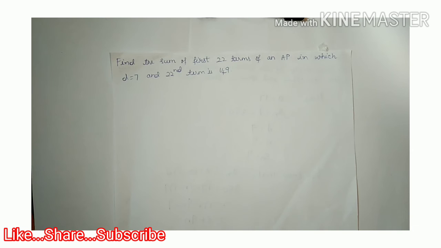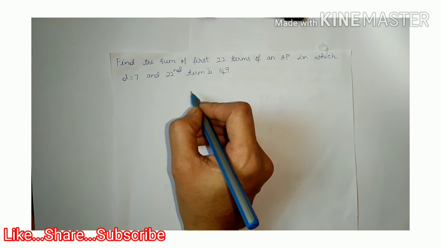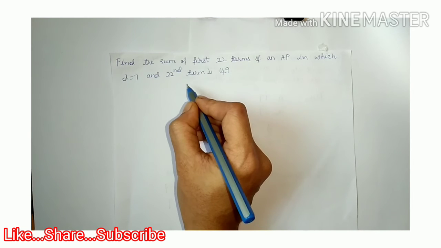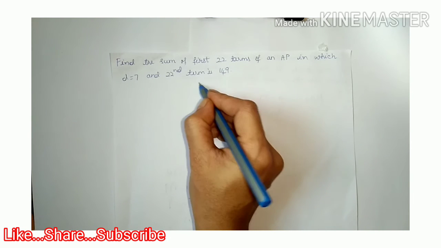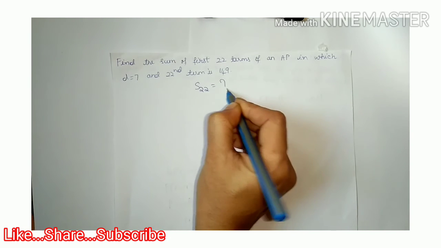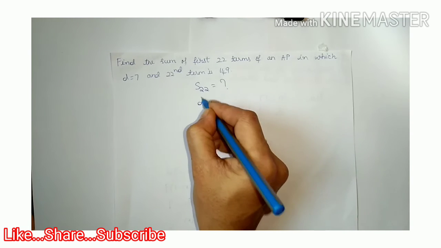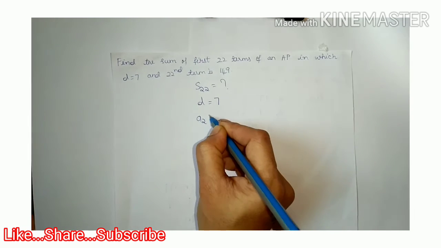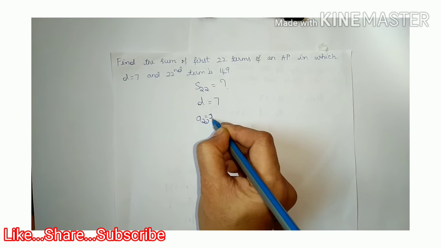For example, find the sum of first 22 terms of an AP in which d is 7 and 22nd term is 149. Here, given the common difference 7 and A22 is 149, we have to find S22.